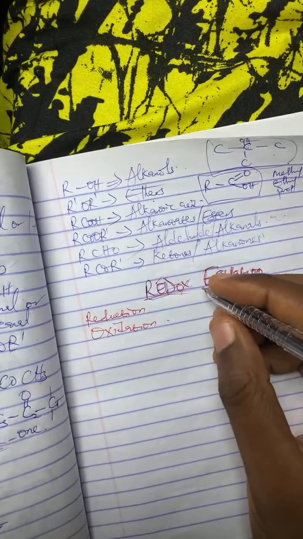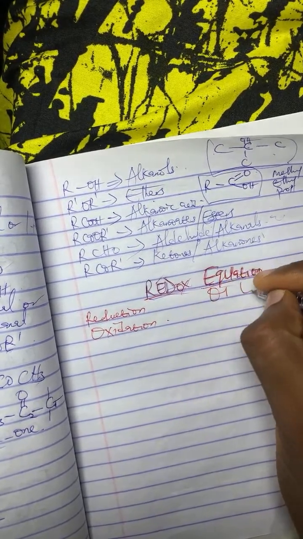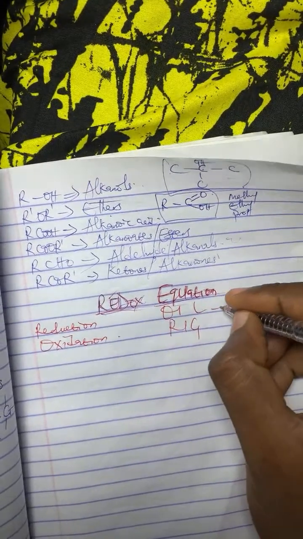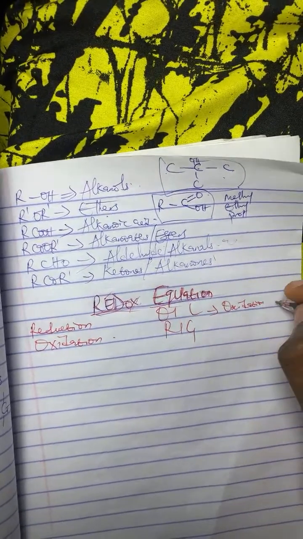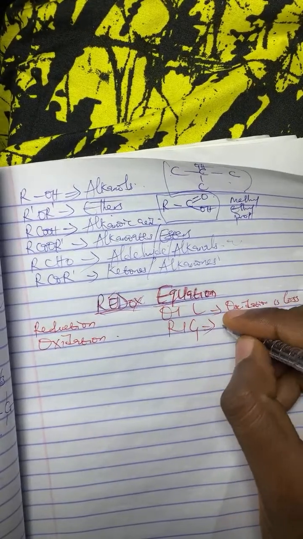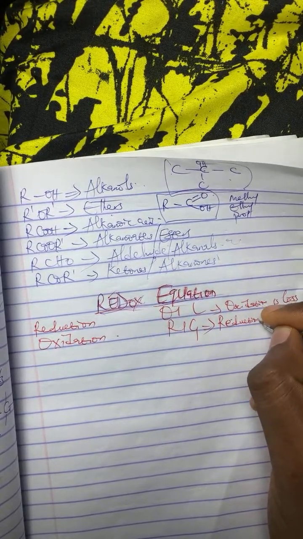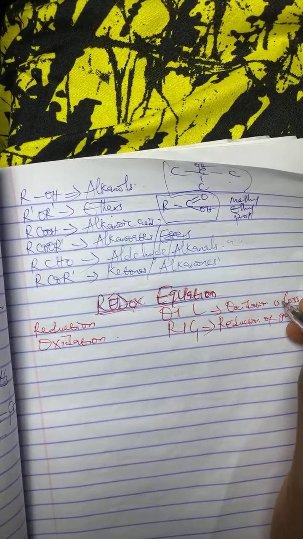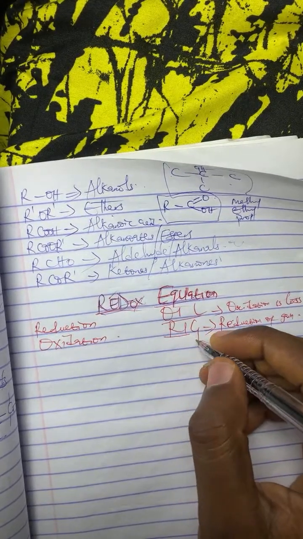Now, let's start with the simplest one. We have what we call OIL and RIG. When we're talking about OIL, oxidation is loss of electrons. Reduction is gain. Are we there now? Reduction is gain, oxidation is loss. Oil and RIG. Do not forget.